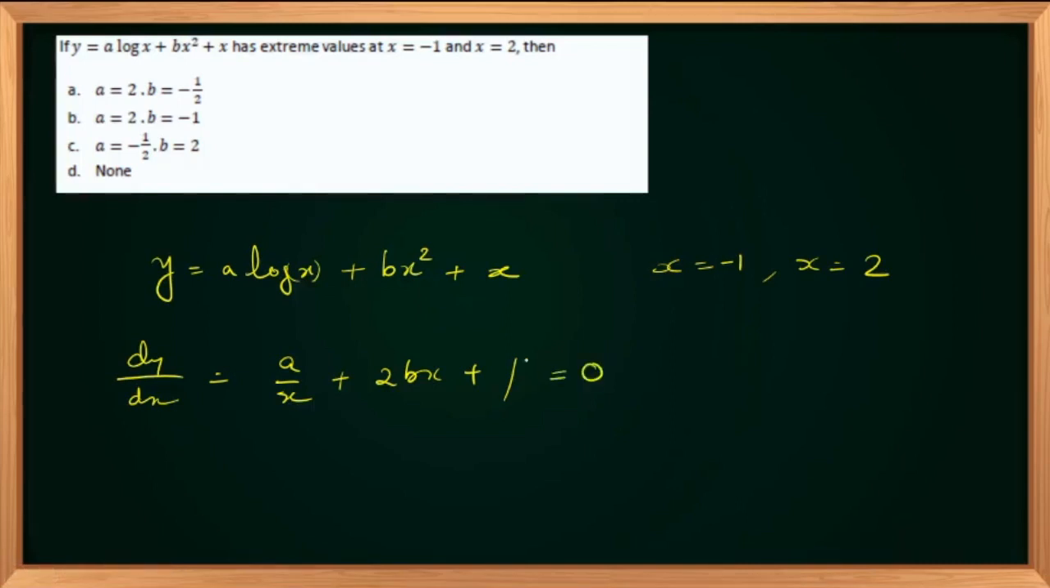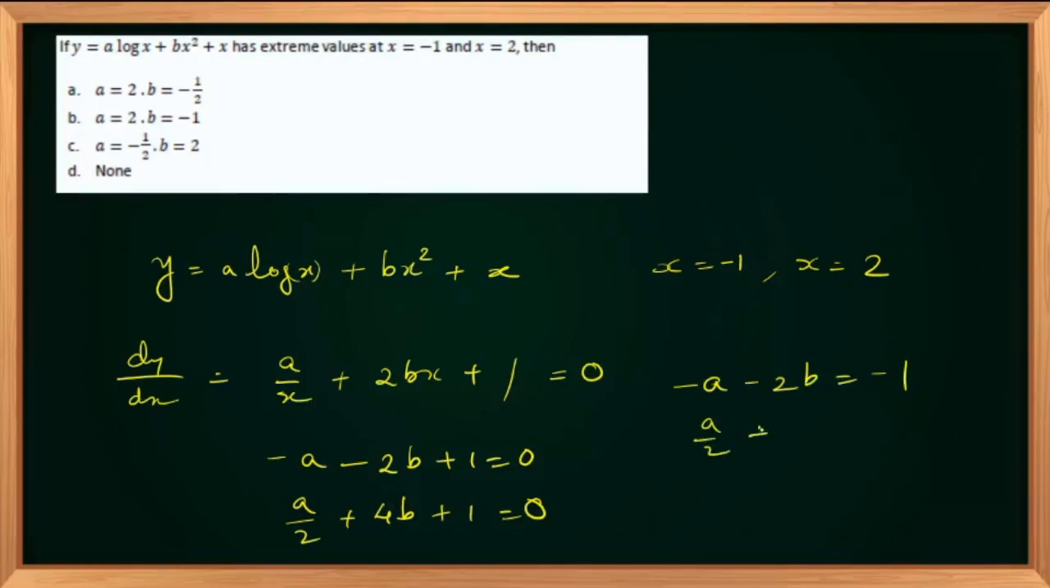This is equal to 0 at x equal to -1, which means minus a minus 2b plus 1 equal to 0. Also at x equal to 2, so a by 2 plus 4b plus 1 equal to 0. Now minus a minus 2b equal to -1. a by 2 plus 4b equal to -1. So if I multiply this by 2, this will be 8 minus 2. So now add it up.